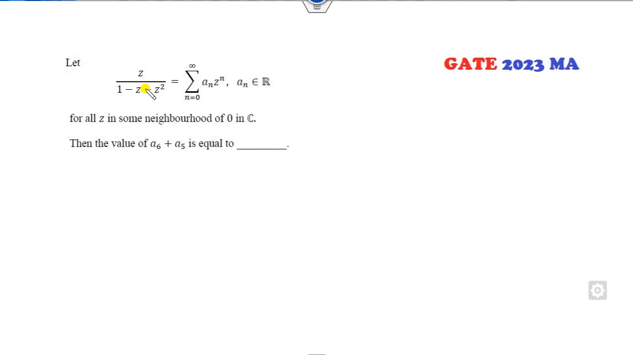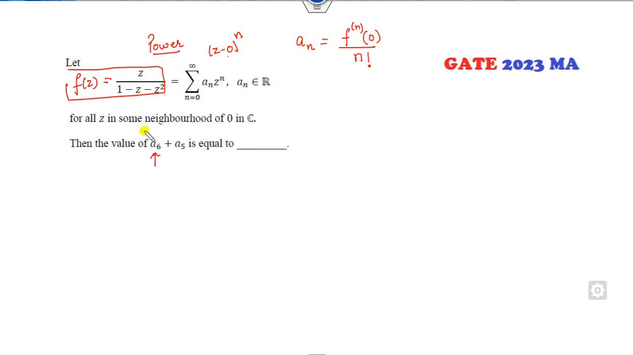A function is given to be here, and this is a power series. How can you find the a_n? We all know it is nothing but the nth derivative at the center, and the center is 0. So it is the nth derivative at 0 over n factorial. So if we find a6, this is my f, you can find the sixth derivative.